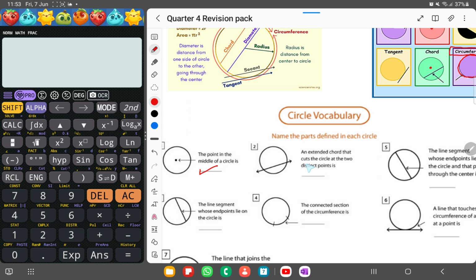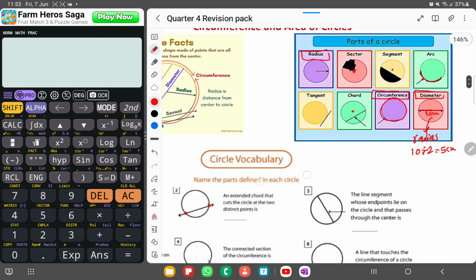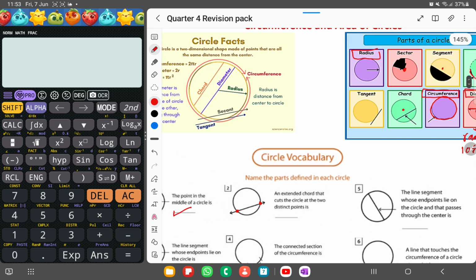An extended chord that cuts the circle at two distinct points, it touches the circle at two distinct points. This is called a secant. What is the secant? A secant is a line that cuts the circle and continues going. So we call it a secant here. And the first one here is called the center.